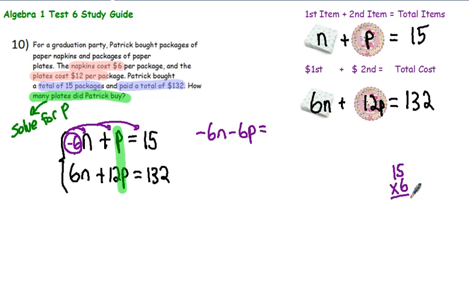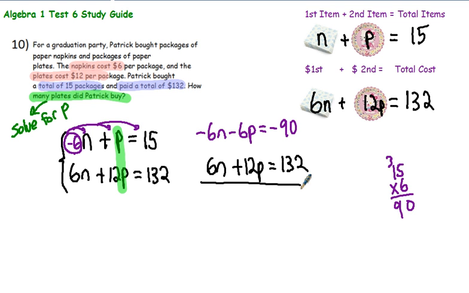There's nothing wrong with coming to the side and doing a little scratch work. 5 times 6 is 30. Carry the 3 there, right, which would be 90. So don't just try to guess in your head if you're not sure. Just multiply it out. And then the bottom one would be 6N plus 12P equals 132.